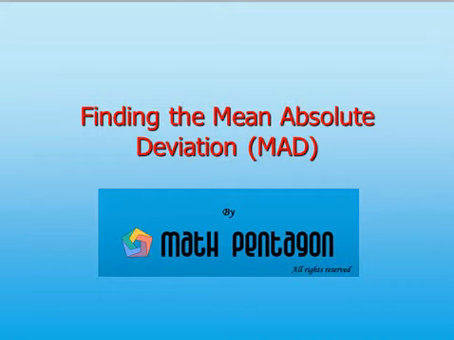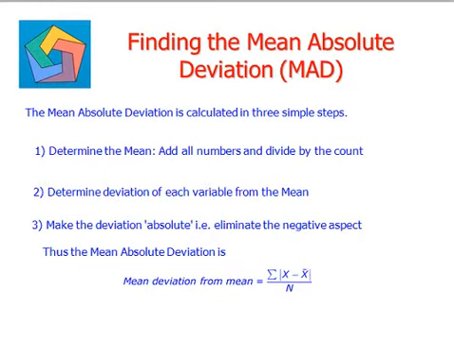Let's look at the steps to find the mean absolute deviation and then we'll do some questions on the topic. The mean absolute deviation is calculated in three simple steps. First, we determine the mean, that is, add all the numbers and divide by the count. After finding the mean, we determine the deviation of each variable from the mean. That is, we subtract the mean value from each value of the data given to us.